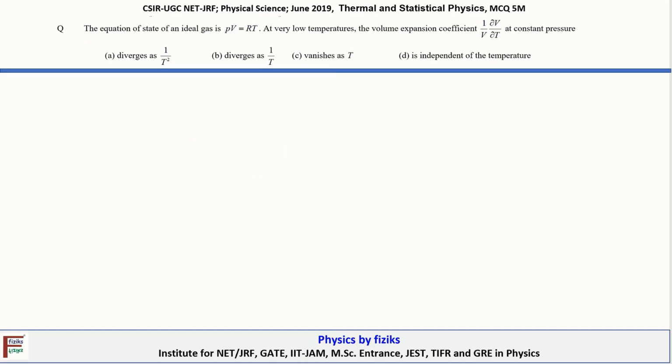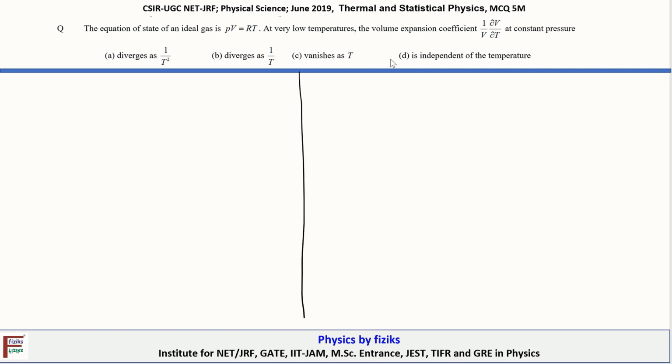So let's continue with the next question. The statement is, the equation of state of an ideal gas is PV equals RT. At very low temperature, the volume expansion coefficient, that is 1 by V dV by dT, at constant pressure is given by, okay, so let's try to understand.